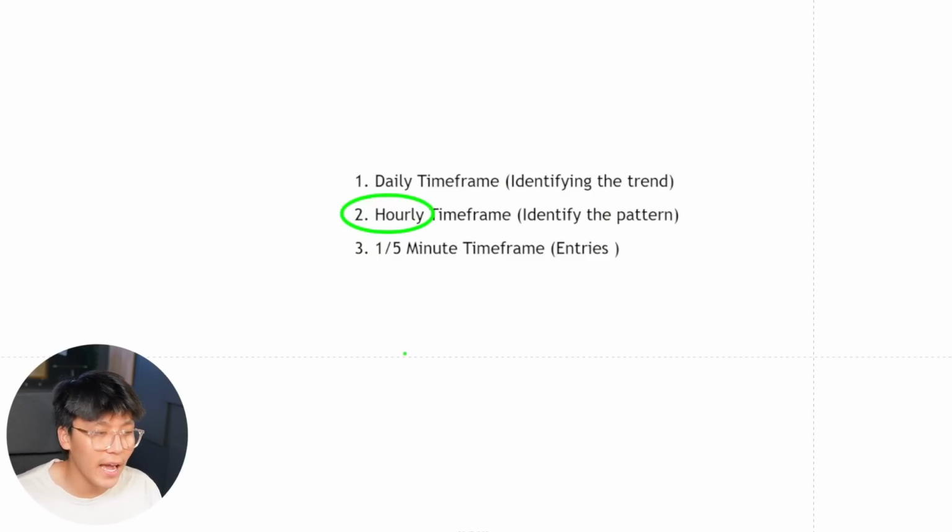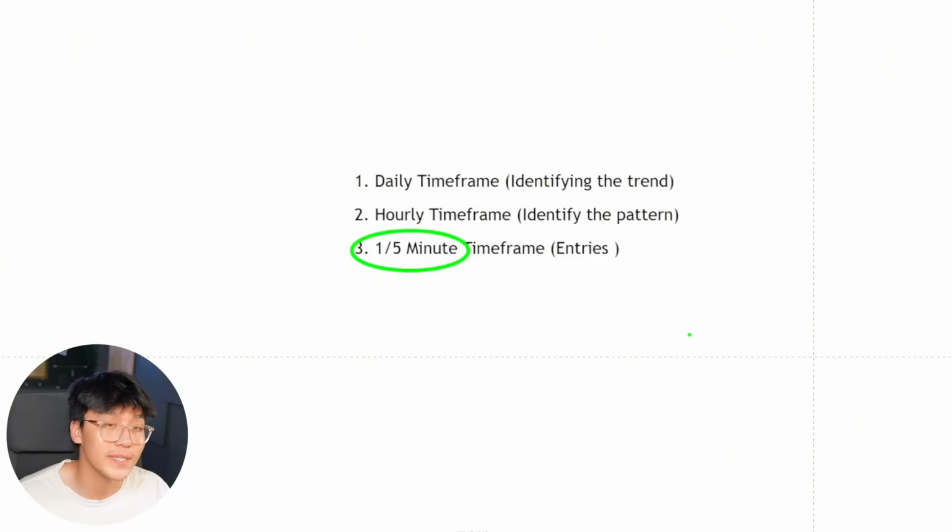And then finally, after we have identified the daily and hourly time frames, we then want to go on to the 1 and 5 minute time frame, and these time frames are used for entries. So we identify the higher time frames, we identify the patterns, and now we want to go on the lower time frames to look for potential entries.